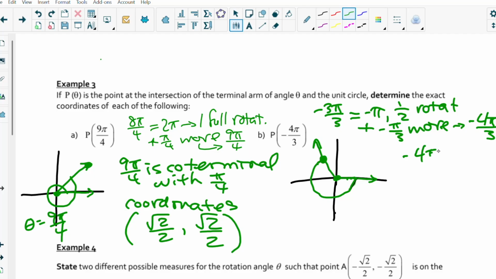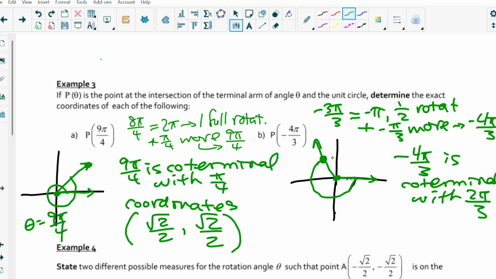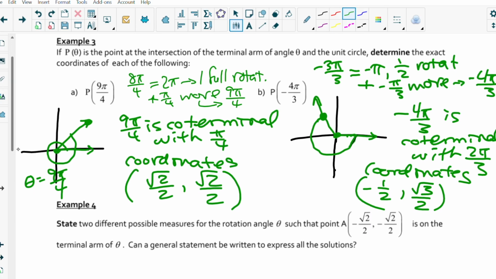Okay, negative 4 pi over 3 is, oh man, bad head. Hold on. Negative 4 pi over 3 is coterminal with, well, that's just 2 pi over 3. And I know my point here on the unit circle, the coordinates must be negative 1/2, square root of 3 over 2.